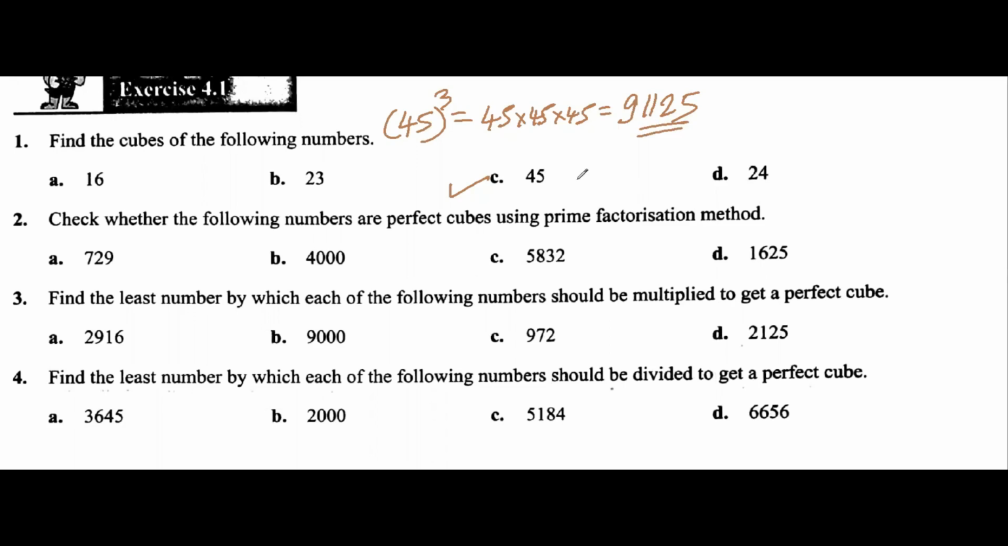Now next, question number 2: check whether the following numbers are perfect cubes using the prime factorization method. Let me solve two questions here. First I will take B and then I will take C. 4000: I have to find the factors of 4000, meaning I need to find the cube root of this using the prime factorization method. I can see the factor of 4 is 2 into 2, and this 1000 is there, so I can write it as 10 into 10 into 10. So I can group these three numbers, that is 10, 10 and 10.